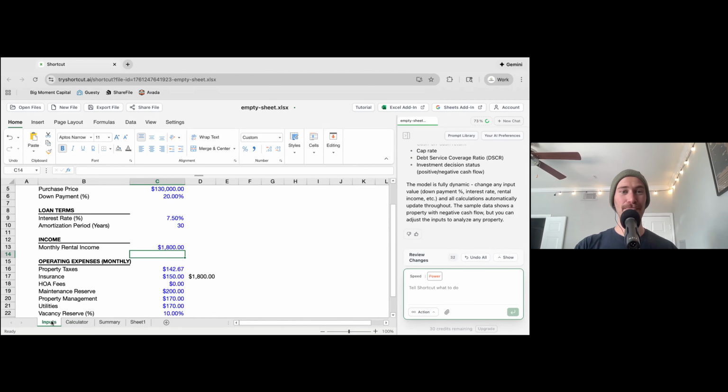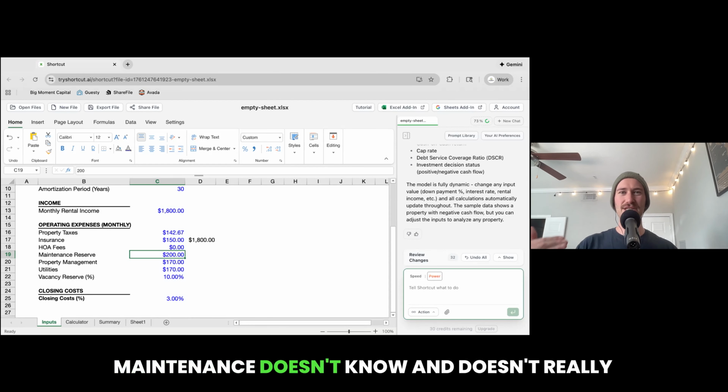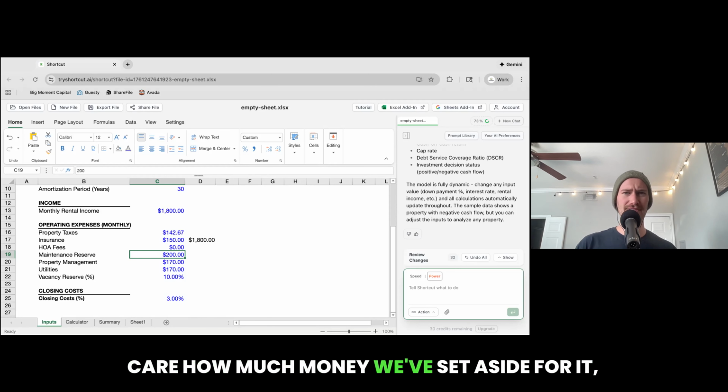As an example, we're giving ourselves the leeway of saying our maintenance reserve is $200 every month. That means every month we're putting aside $200 into a maintenance fund, so to speak, right? So if we've owned the property for 3 months, we should have $600 in our maintenance reserve. But maintenance doesn't know and doesn't really care how much money we've set aside for it, right?